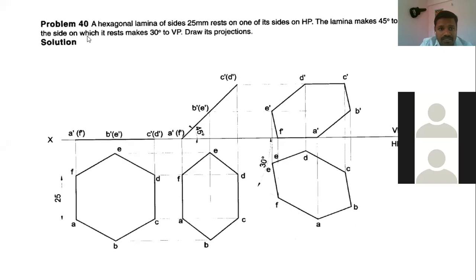The side on which the lamina rests makes an angle of 30 degrees. Its resting condition is edge AF. That's why we have to make sure that this AF will make an angle of 30 degrees, not the corner, not the diagonal. So that's why I drew a line, and over this line, I'll make sure that this AF will be produced. Now, how do I do it?